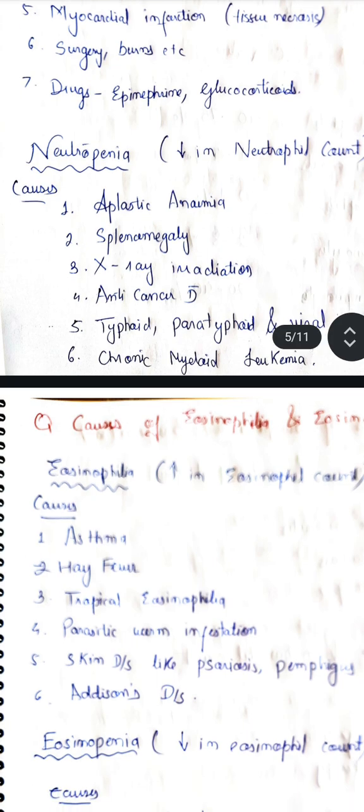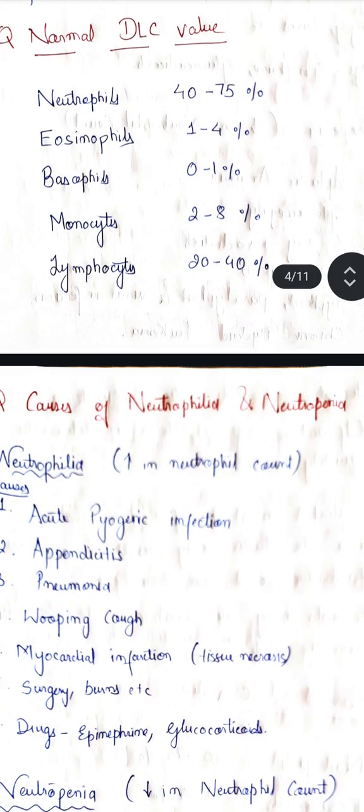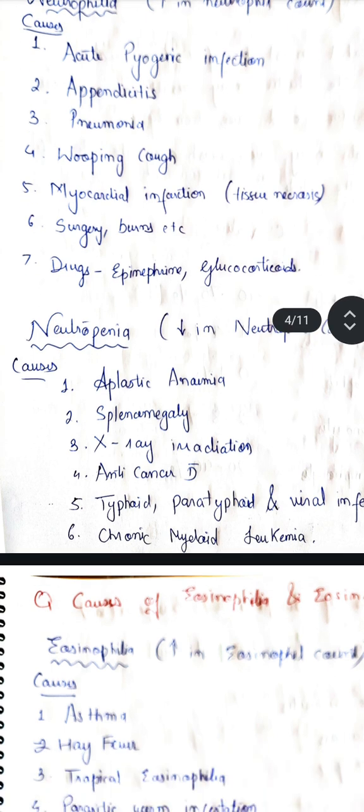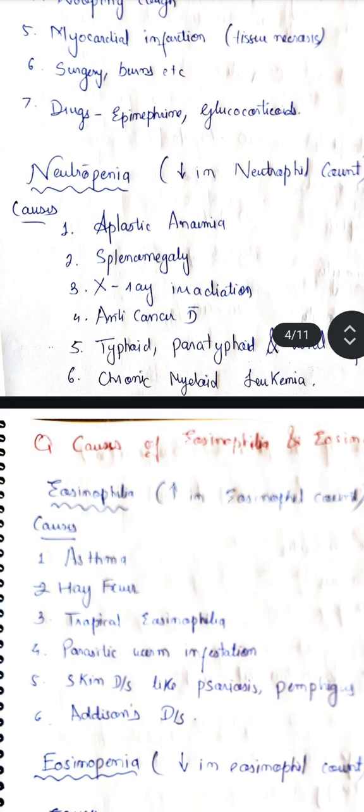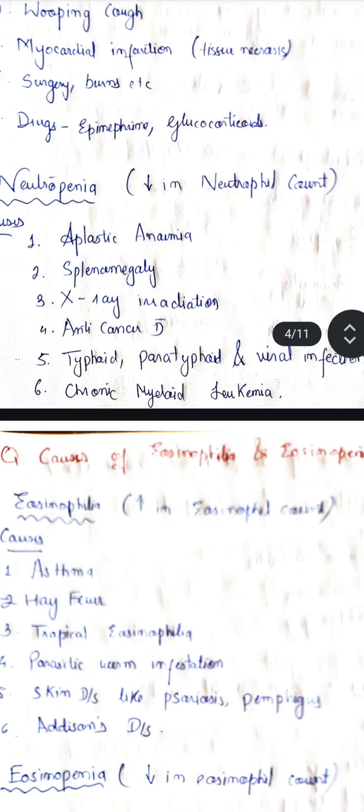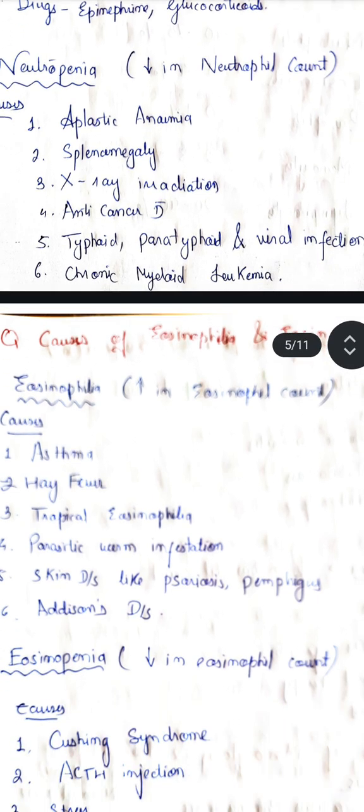Then surgery or burns, and the effect of drugs such as the emergency drugs, epinephrine and glucocorticoids, are going to cause neutrophilia, right? Acute pyogenic infection, appendicitis, whooping cough, pneumonia, myocardial infarction, surgery, burns, and drugs like epinephrine and glucocorticoids.